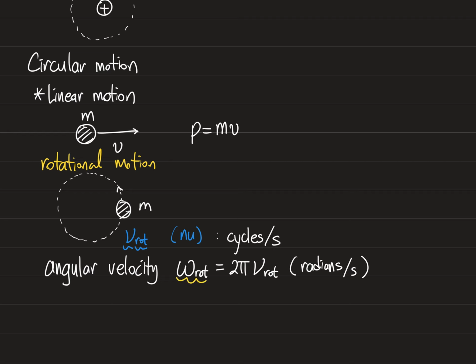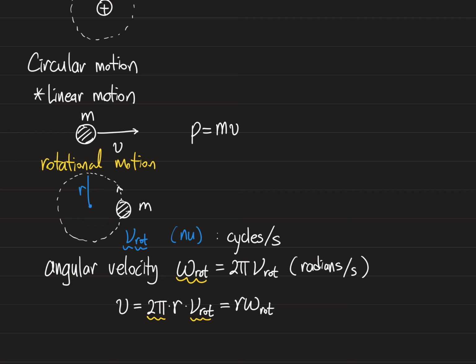The linear velocity of this particle is related to the angular velocity using v equals 2 pi multiplied by the radius of the circular motion, 2 pi r multiplied by nu rot. Since 2 pi multiplied by nu rot is omega rot, it is like r omega rot.